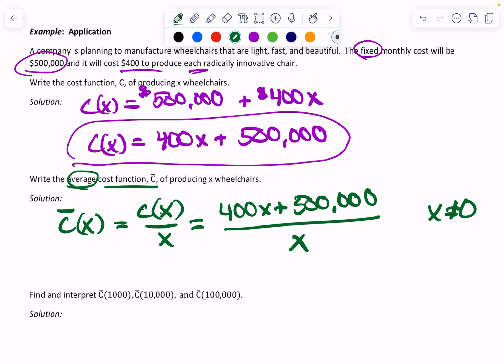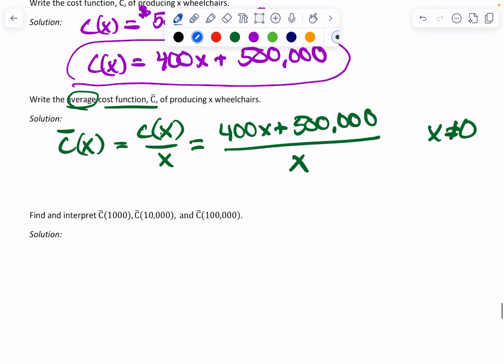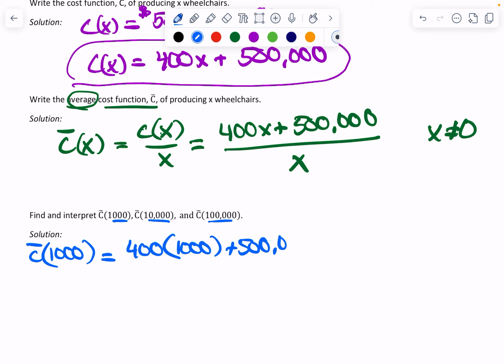So next what we're going to do is we're taking the average cost function that we just did, and we're going to go ahead and find and interpret all these different numbers here. So the cost function of C of 1,000. So 400 times 1,000 plus 500,000 divided by 1,000 equals $900. Now, again, remember that when you're putting this in the calculator, this has to be inside parentheses if you're doing the whole thing, or you have to press enter and then divide by 1,000.